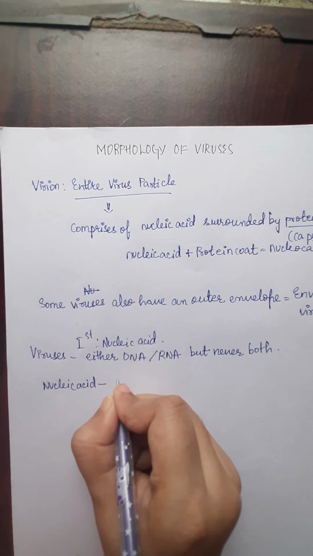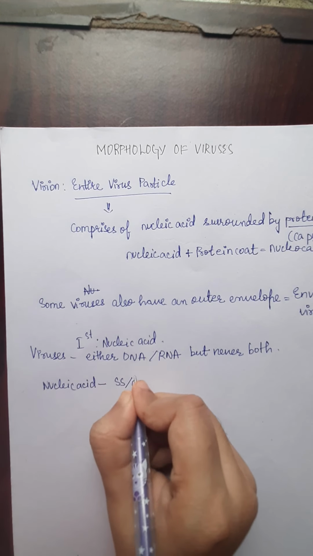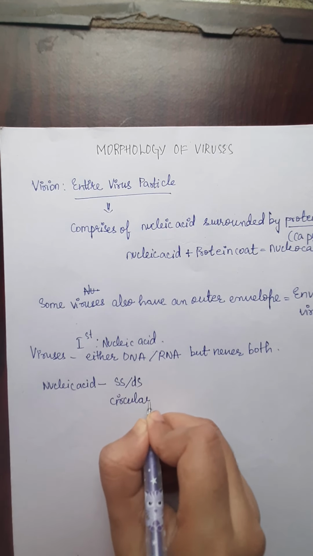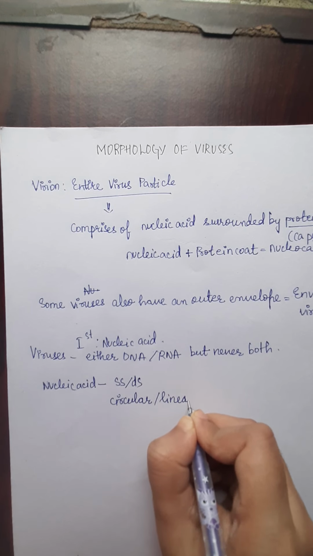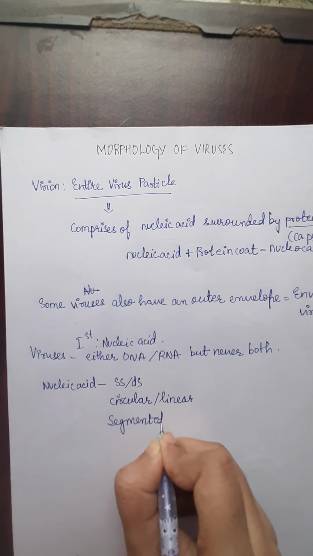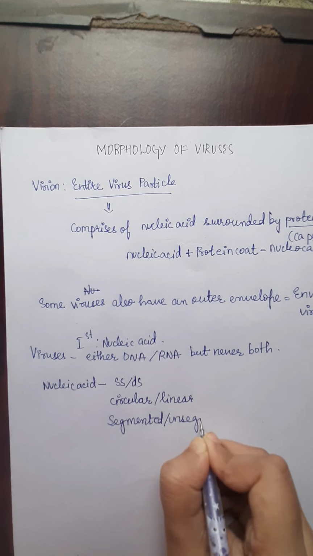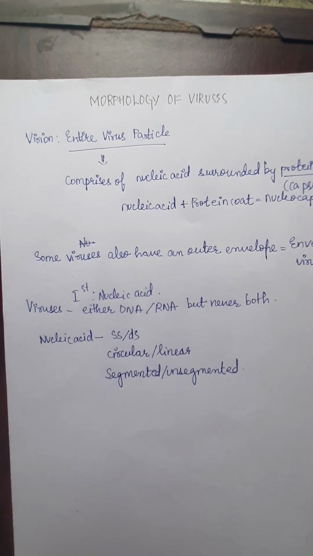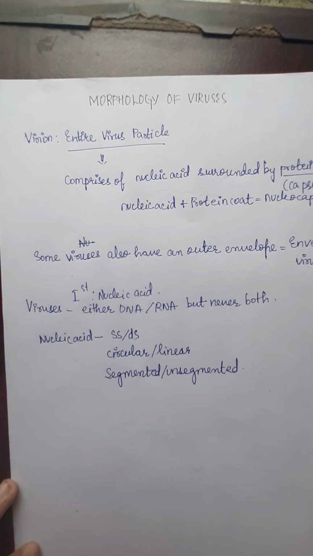Nucleic acid may be single-stranded or double-stranded, circular or linear, segmented or unsegmented. Now we are going to discuss examples: which viruses have single-stranded, which have double-stranded nucleic acid, which viruses are circular, which are linear, and which are segmented viruses. Now we are going to discuss this in depth.